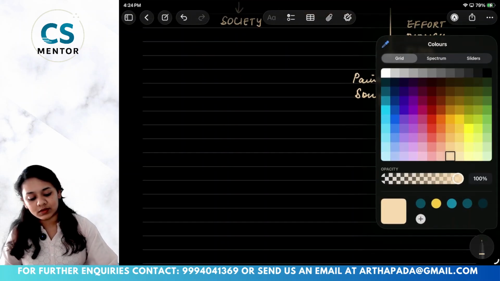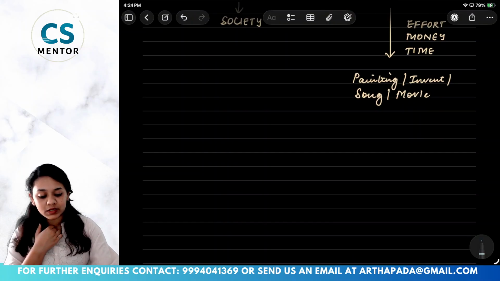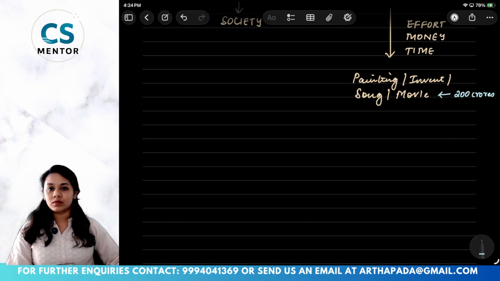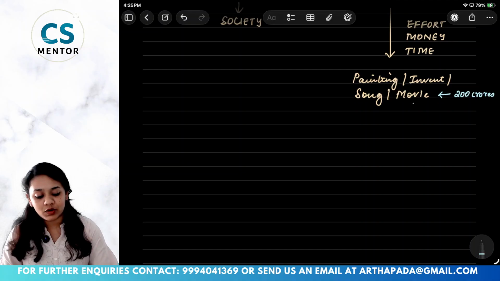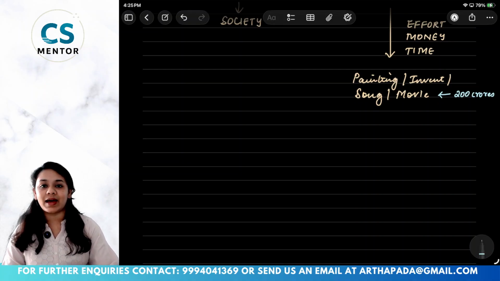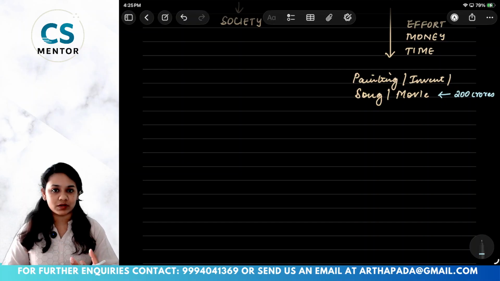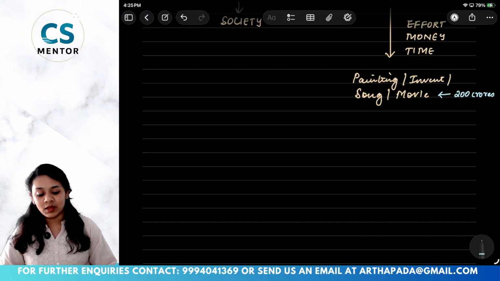Let's assume at this point that a movie is being created. Now, to create this movie, it must have cost a person around 200 crores. We are seeing all these big budget films, right? It takes a lot of money to get the resources and people together and make this movie. Now, what someone does is they take this movie and then they pirate it, or they distort it, or they change it, or some nonsense happens.